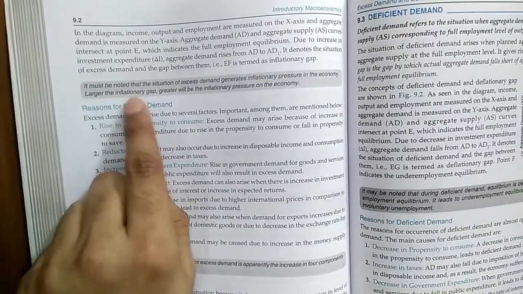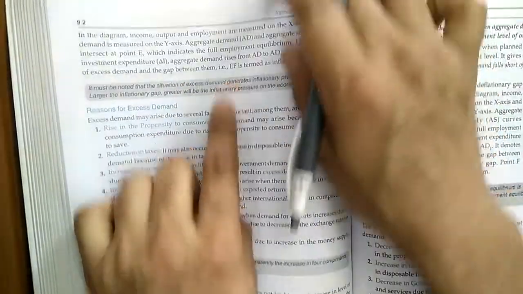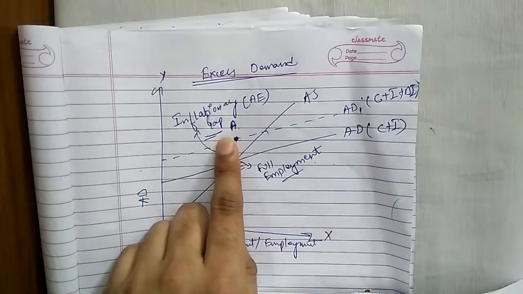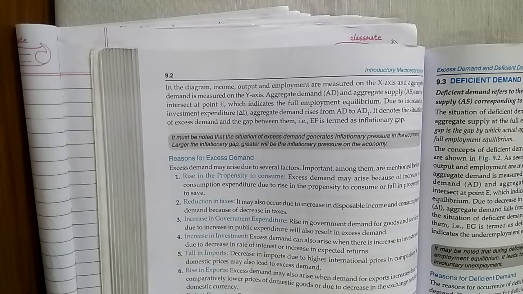It denotes the situation of excess demand. The gap between them, that is not EF, I have written down EA. The gap between this, EA, is known as inflationary gap. That's it. Fine. What is the reason for this?